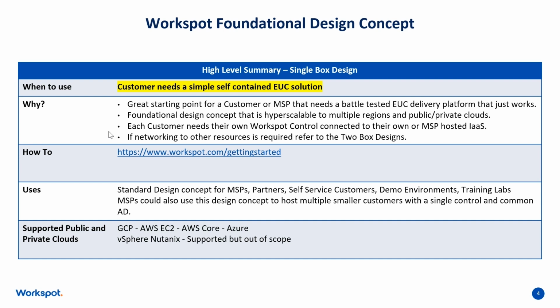However, if an MSP is going to use this, they could give each customer their own control tenant and then connect it to whatever IaaS they need to connect it to. And again, if networking is needed to other resources, which is quite common, we'll refer to those as two box designs. So the how-to is start at community.workspot.com. That's where you'll find our getting started material for the different clouds that you're interested in delivering this solution on.